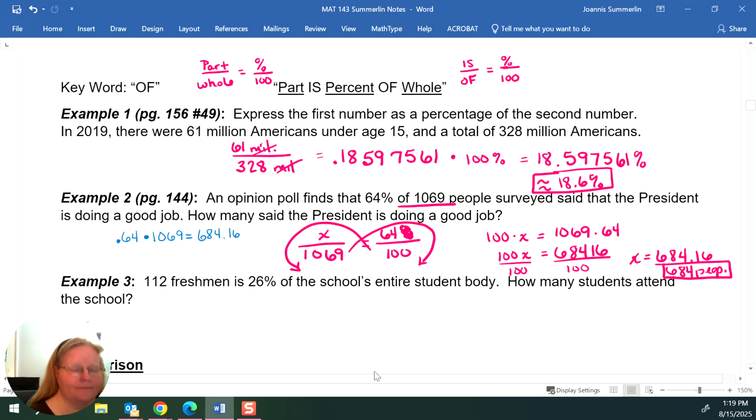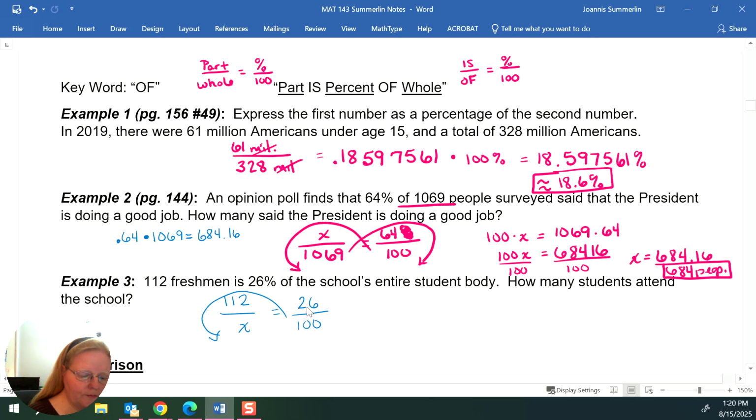Example 3. 112 freshmen is 26% of the school's entire student body. How many students attend the school? This one you're going to have to do this way because the of, where you're supposed to multiply, doesn't have something else there. So you have 112 freshmen is, so that's the is part, 26%, so that goes up there. That's the one we're looking for.